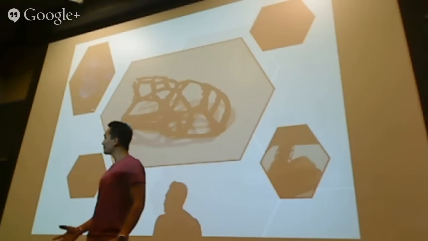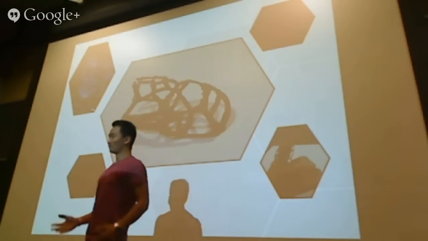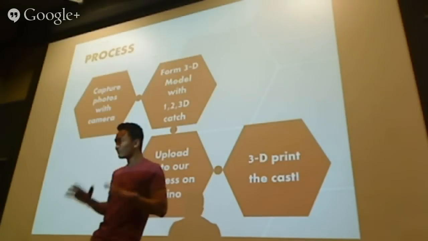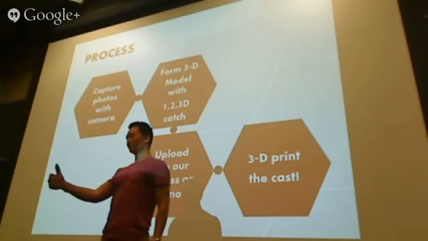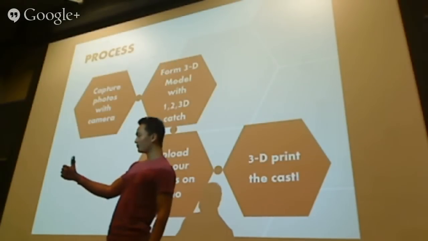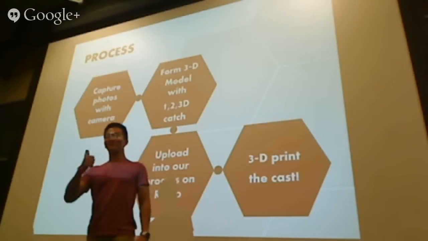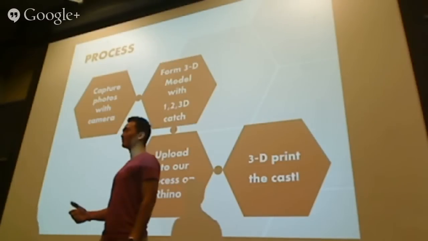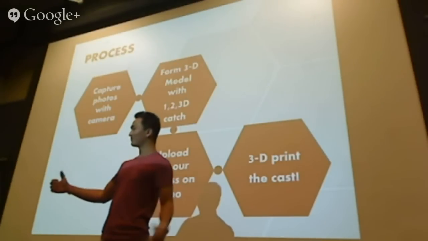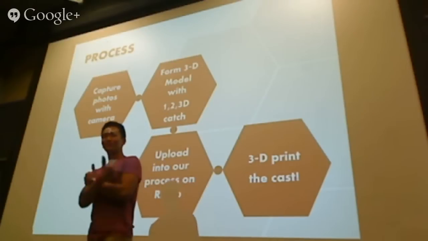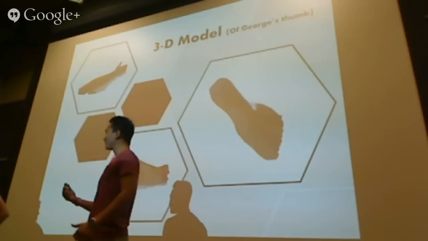So take, for example, say Jeffrey from Georgia was coding like a madman during the hackathon, and he somehow managed to break his thumb. While this would have truly been kind of a sad situation, we decided that this would be the perfect test for our model. So what I did was I took a couple of pictures of George's hand and uploaded them onto Autodesk 123D Catch, and we were able to make a 3D model of this thumb.